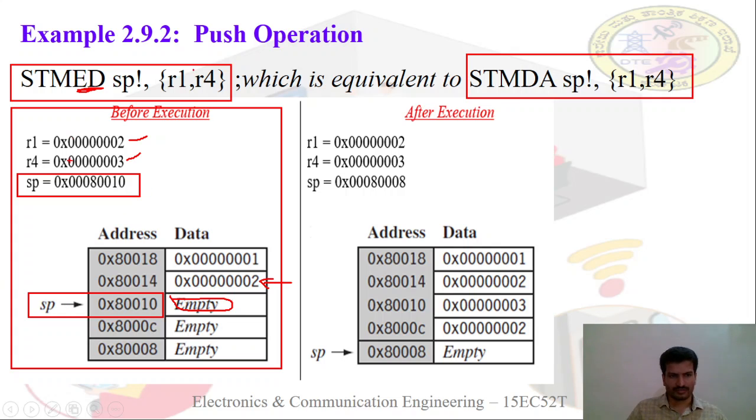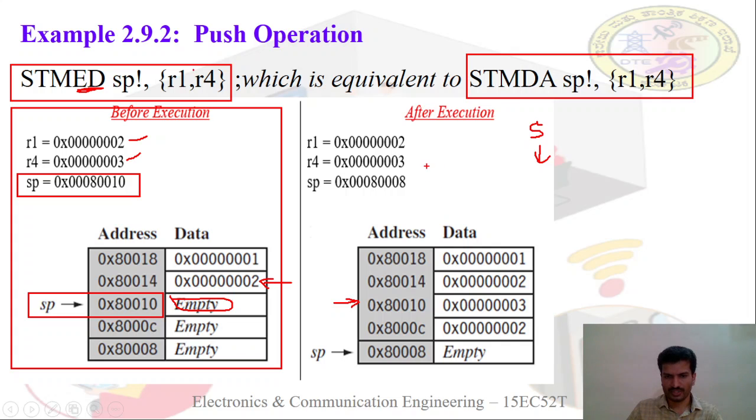D means descending stack, which is equivalent to the STMDA instruction. DA means decrement address by 4 after store. So here it will perform the store operation first, and after that it will decrement the address by 4. Now the stack pointer is pointing here, 80010. So what will it do? It will do the store operation first.